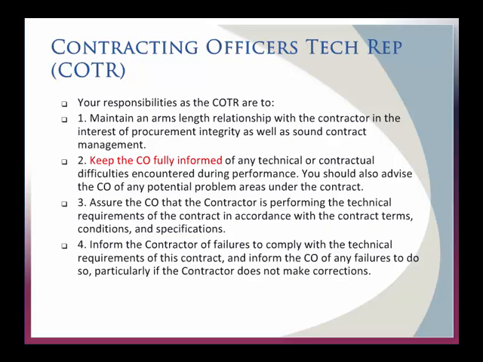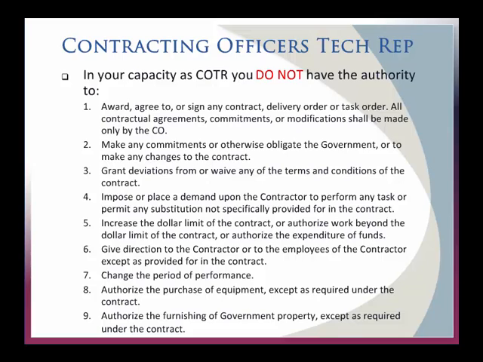So you have to keep your contracting officer fully informed of any technical or contractual difficulties during performance. That's very important. And you're the technical point of contact, so you're the one watching day to day the execution of this contract. Most of the problems that might occur during execution are going to come to you as the COTAR first, but you will probably not have the authority to act on them. You'll have to pass that back to the contracting officer. It's important to know what you don't have the authority to do as a COTAR.